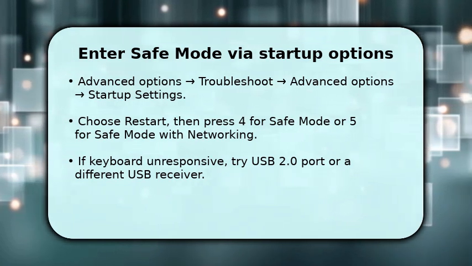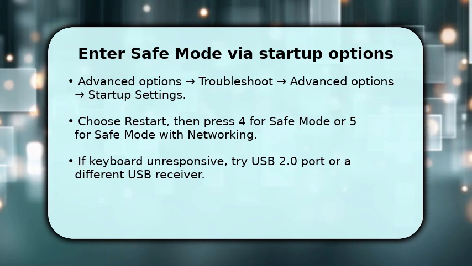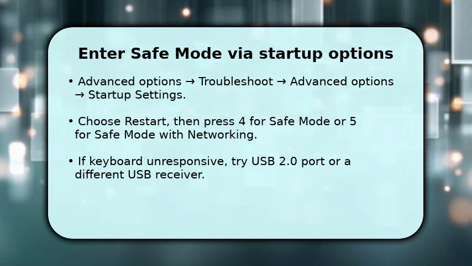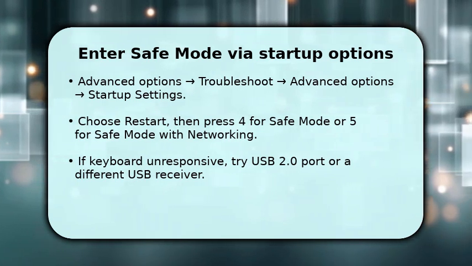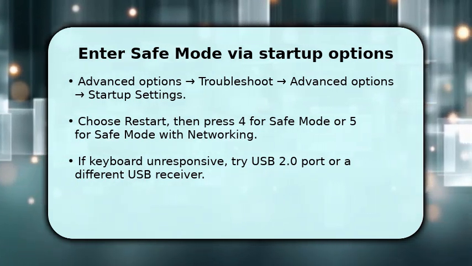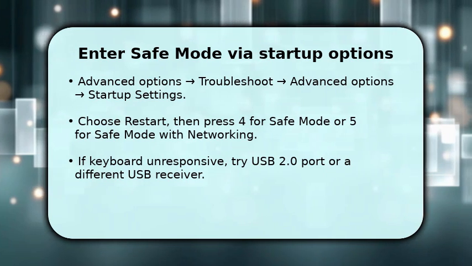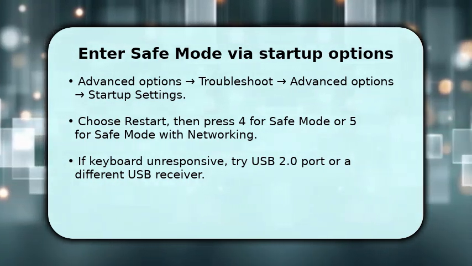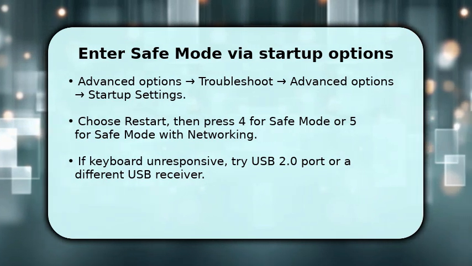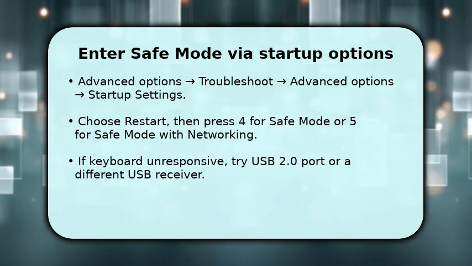After the restart, you'll see numbered options. Press 4 to enter safe mode or press 5 for safe mode with networking. Use the keyboard to select the number. If it doesn't register, switch to a different USB port or use a wired keyboard. This method forces Windows to load minimal drivers, so you can diagnose or uninstall problematic drivers or updates.